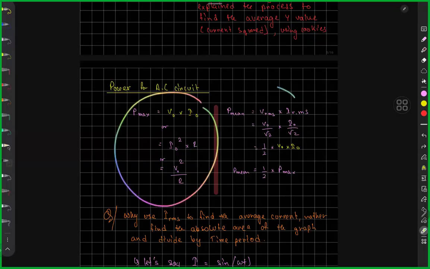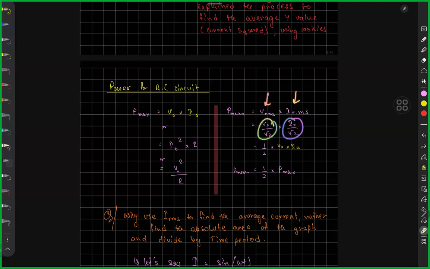And the mean power would be taking the average of the voltage, that is root mean square voltage, and the average of the current. You can substitute each expression over here, and ultimately what you get is half times V naught times I naught, because essentially 1 by root 2 times 1 by root 2 is half. This can be explained as what? Maximum power. So the mean power is half of maximum power.